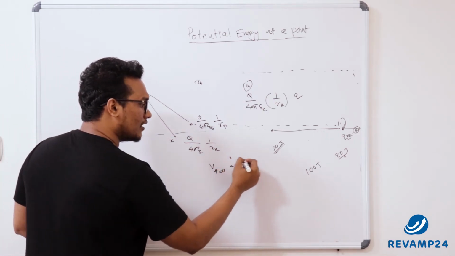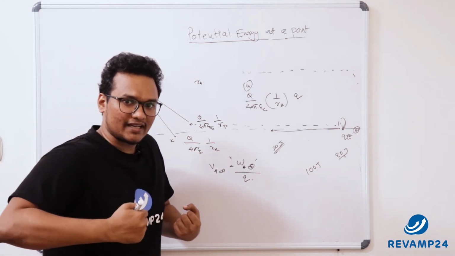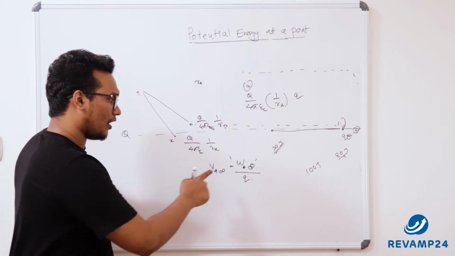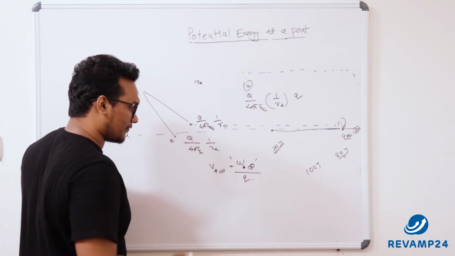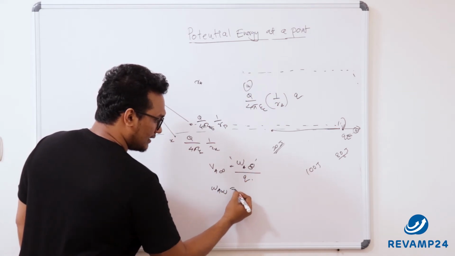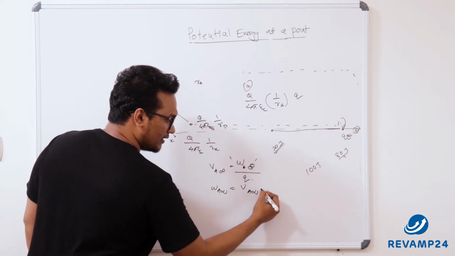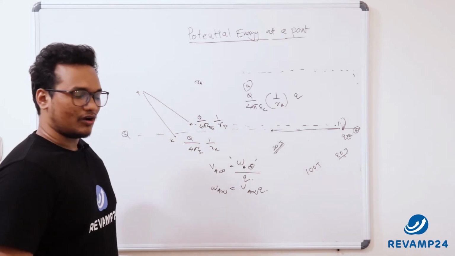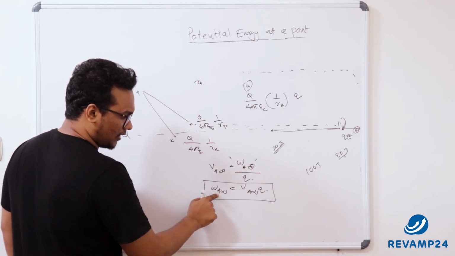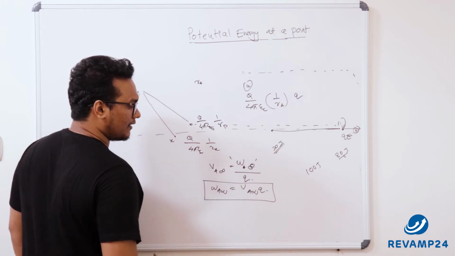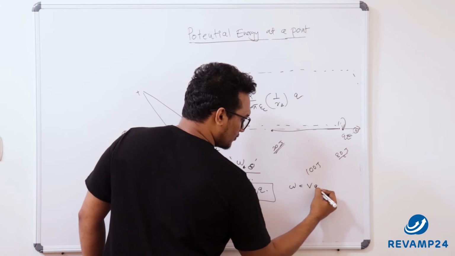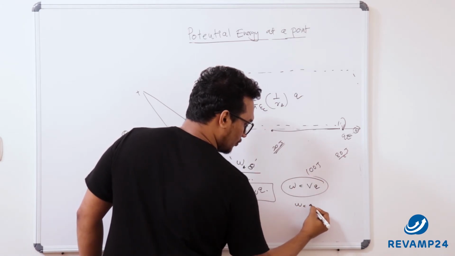Now I have told you what potential energy is. Potential energy is simply work done. So whatever work we are doing, that will be stored as the potential energy in this charge. Now how can we get the value of work done from this? Work done is equal to W from A to infinity is equal to V at A into Q. So this is a very important definition. Simplifying this term, W is equal to V into Q, or W is equal to QV.